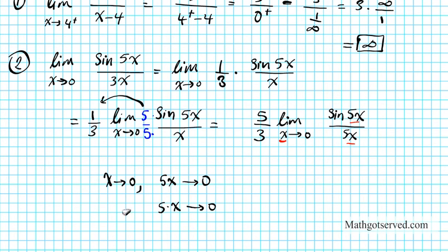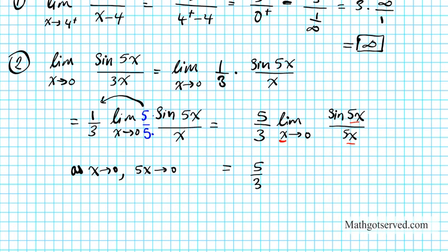So 5x approaches 0 as x approaches 0. Okay, so that's the bottom line there. So in this case, let's just write down the remark. We just say that as x approaches 0, 5x also approaches 0, because 5 is a multiple of what this value is approaching, which is 0. So we can rewrite this limit as 5/3 of the limit as 5x approaches 0 of sine 5x over 5x. We can see that this and this all match.